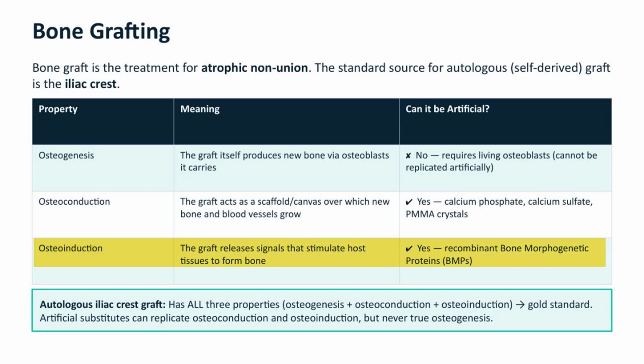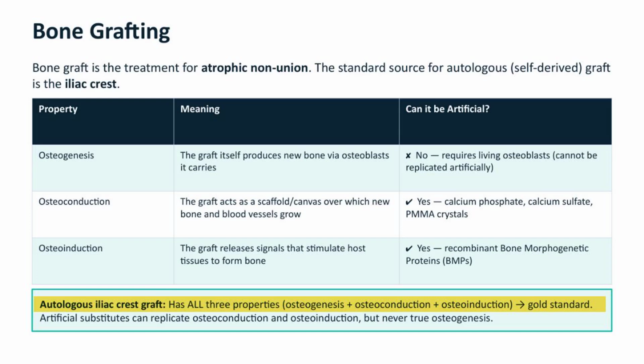The third property is osteoinduction. This means the graft releases signals that stimulate the host's surrounding tissues to form bone. Can this be replicated artificially? Yes, using recombinant bone morphogenetic proteins, or BMPs. An autologous iliac crest graft has all 3 properties, making it the gold standard. Artificial substitutes can replicate osteoconduction and osteoinduction, but never true osteogenesis.